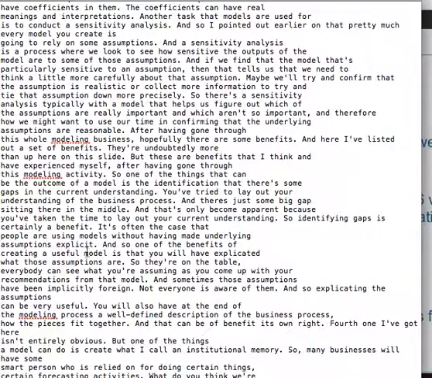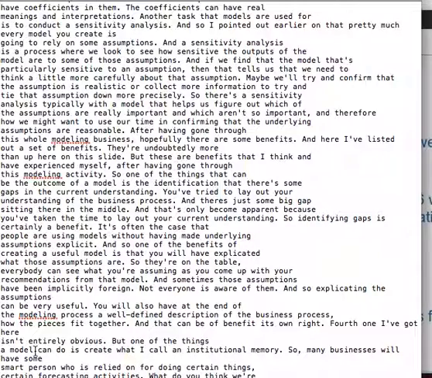It's often the case that people are using models without having made the underlying assumptions explicit, and so one of the benefits of creating a useful model is that you'll have explicated what those assumptions are, so they are on the table, and everybody can see what you're assuming as you come up with your recommendation from that model. And sometimes these assumptions have been implicitly formed, and not everyone is aware of them, so explicating the assumptions can be very useful. You'll also have at the end of the modeling process a well-defined description of the business process, how the pieces fit together, and that can be a benefit in its own right.